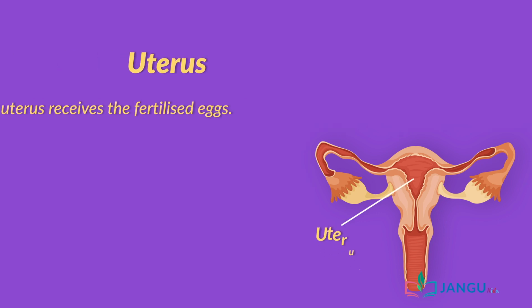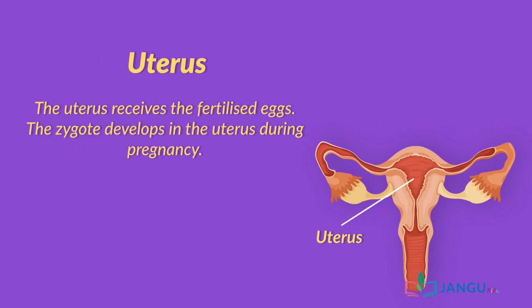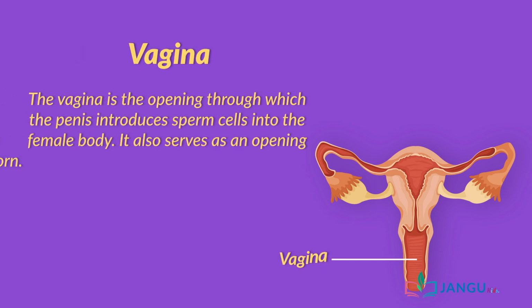Let's look at the uterus. This receives the fertilized egg. The zygote develops in the uterus during pregnancy. And lastly, the vagina. This is the opening through which the penis introduces sperm cells into the female body. It also serves as an opening through which a baby is born.